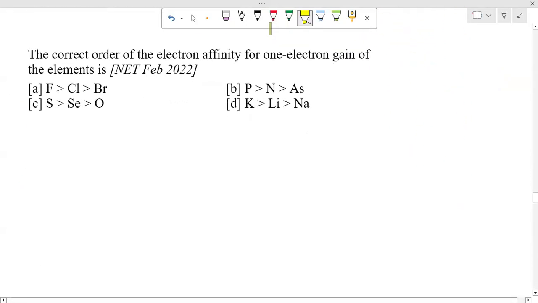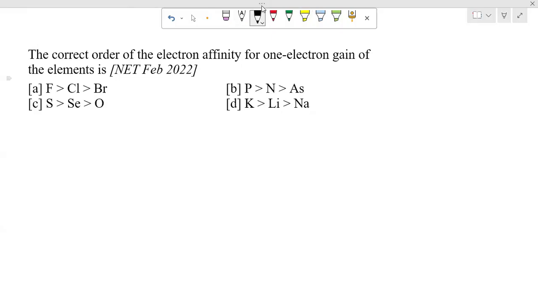The correct order for the electron affinity for one electron gain of the following elements. First option: we know electron affinity, electron gain enthalpy, is highest for group 17. Group 17 is fluorine, chlorine, bromine. The order of electron affinity is highest for chlorine, then fluorine, then bromine. So that is wrong. It's not A. Then group 15 is there.